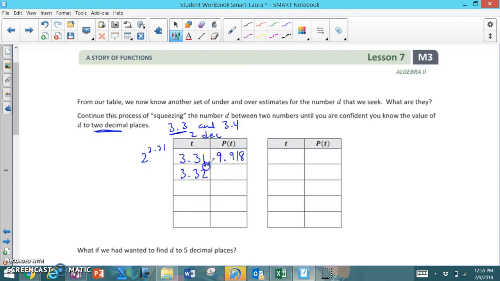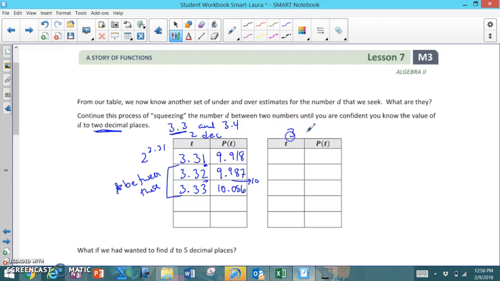I always check the next one. So you'll see that I'm always increasing my last decimal place by 1. When I do 2 to the 3.32, I get 9.987, getting very close to 10. And then I would check 3.33. So 2 to the 3.33, and I get 10.056. And again, we're always looking for the point where 10 falls between. And so I would say that if I needed 2 decimal places, it would be between 3.32 and 3.33 days. So after about 3.32 days. So again, if the direction said to use 2 decimal places, I'd stop there.